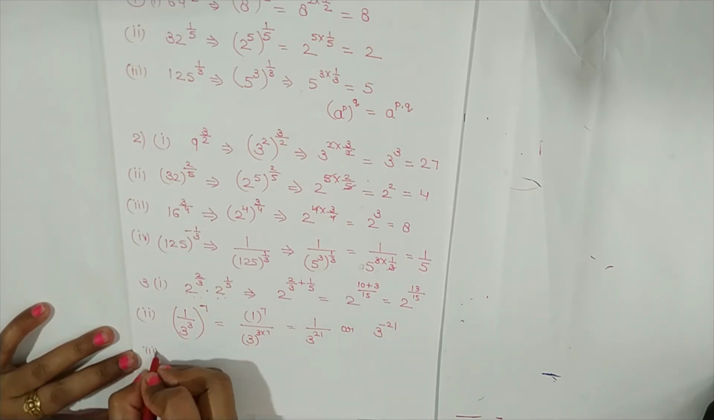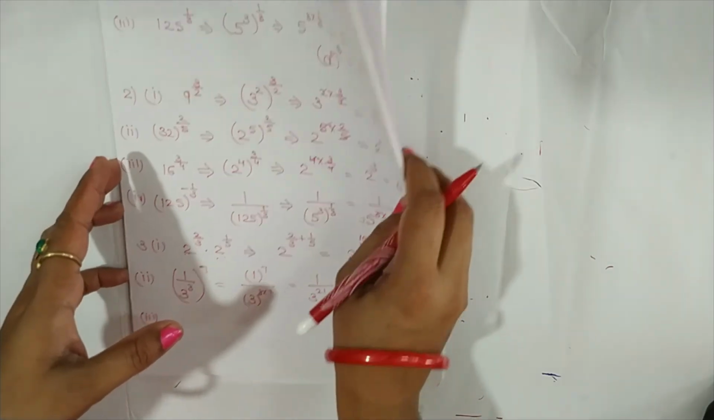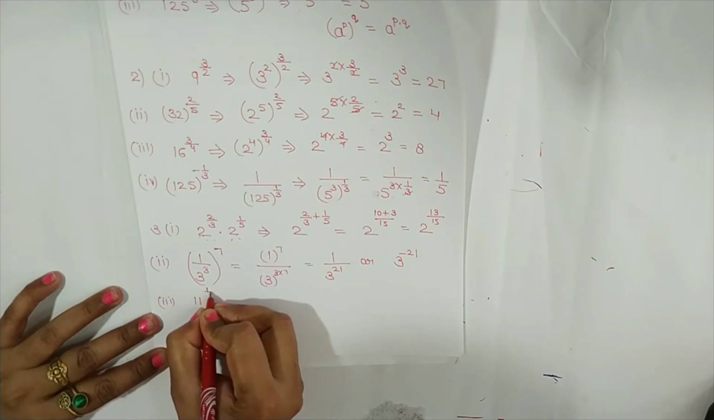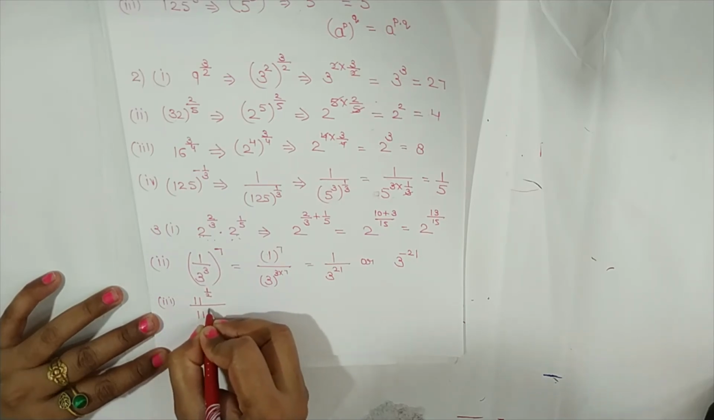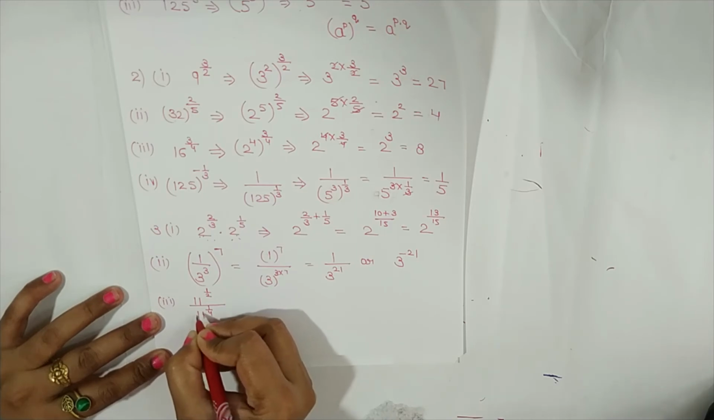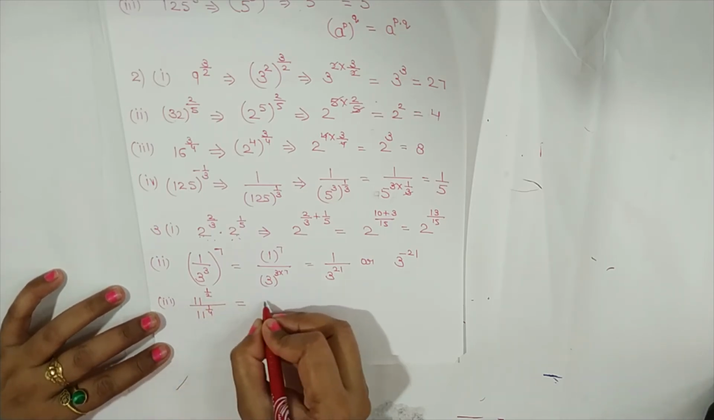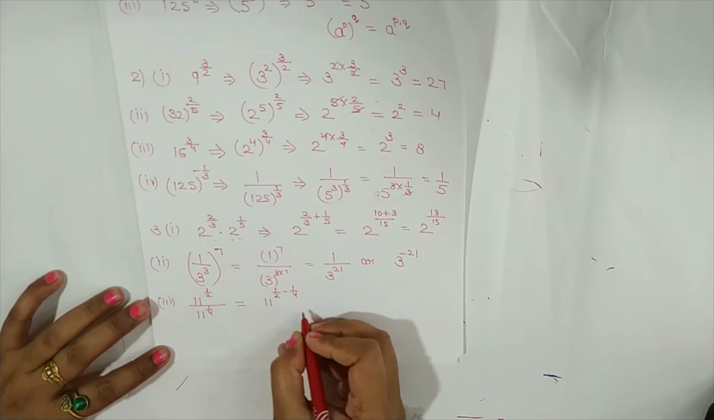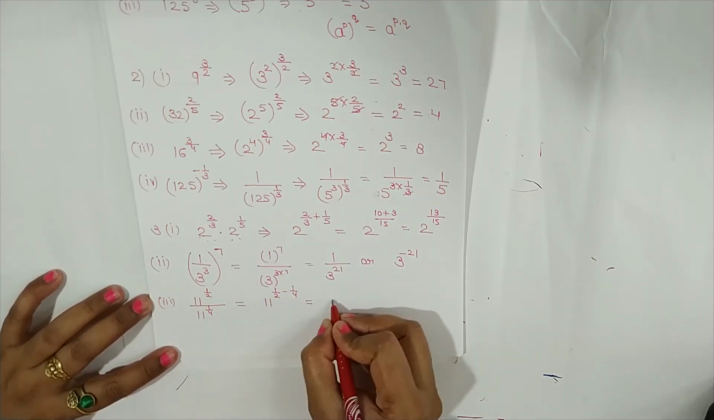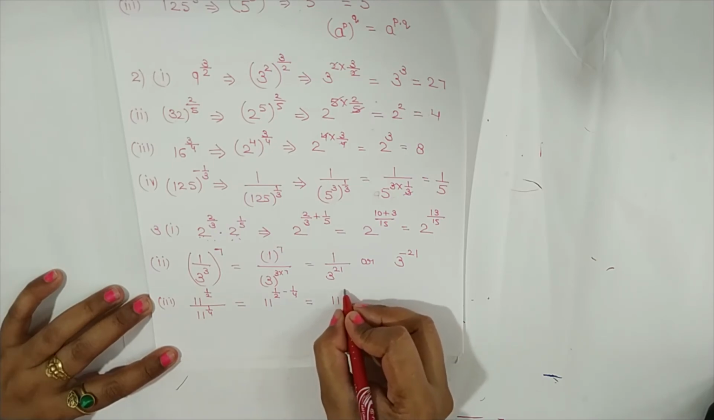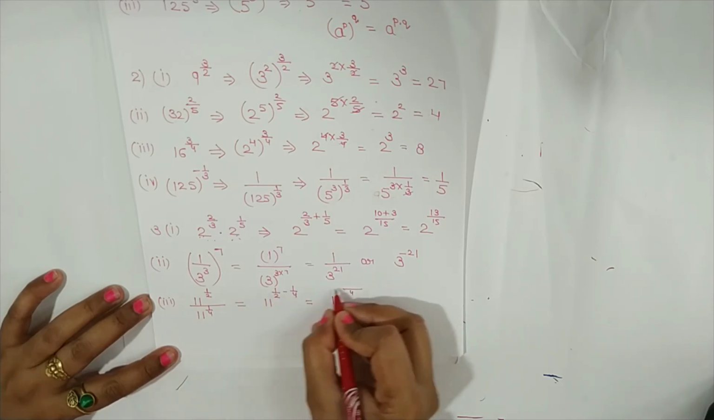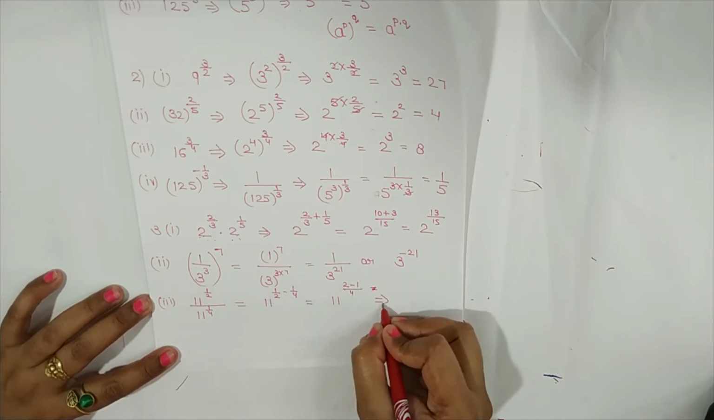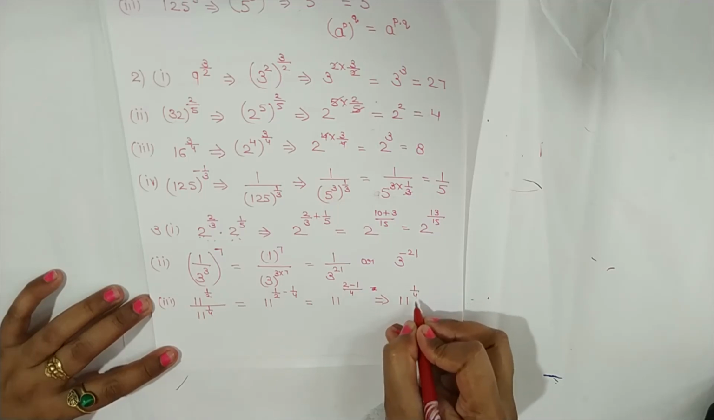Now the third question. 11 to the power 1 by 2 divided by 11 to the power 1 upon 4. So the same base, so powers will be subtracted. We can write it as 11 to the power 1 upon 2 minus 1 by 4. So take the LCM, which will be 4. Now it becomes 2 minus 1, so it will be 11 to the power 1 upon 4.